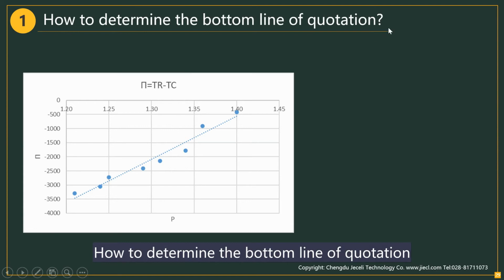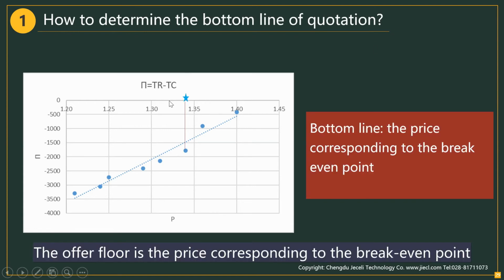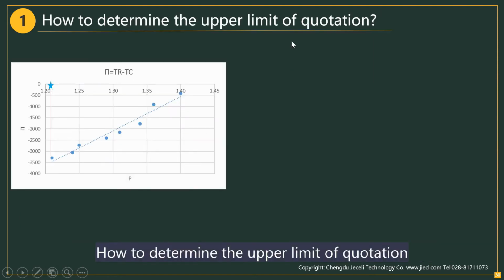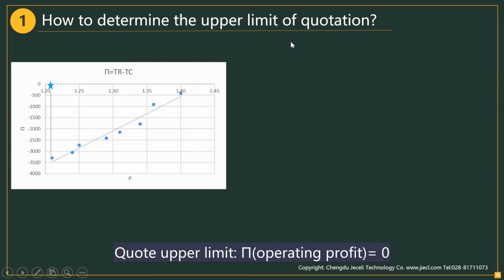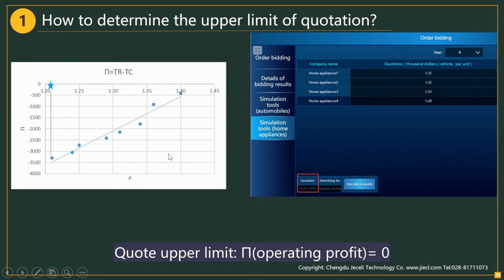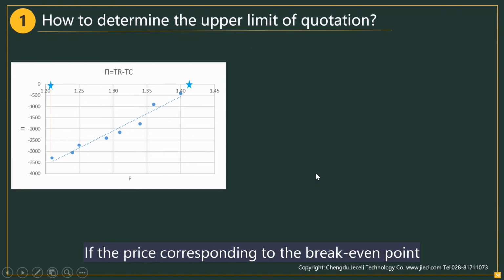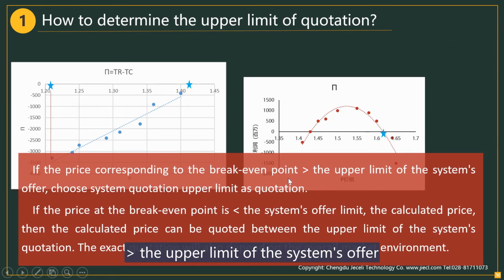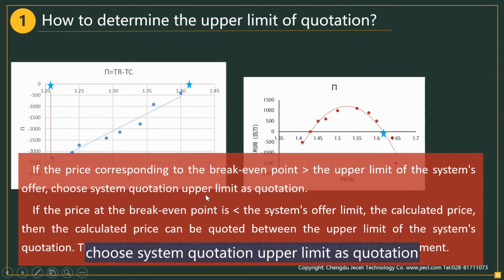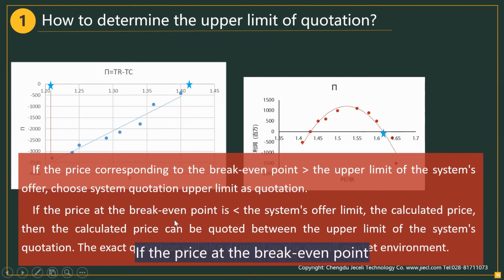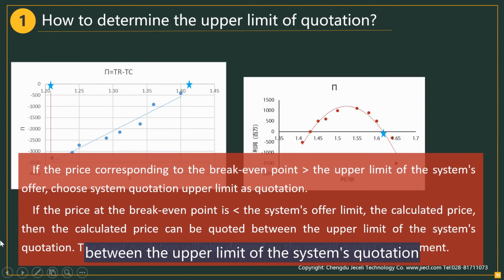How to determine the bottom line of quotation? The offer floor is the price corresponding to the break-even point. How to determine the upper limit of quotation? The quote upper limit is the price corresponding to operating profit equal to 0. If the price corresponding to the break-even point is more than the upper limit of the system's offer, choose the system quotation upper limit as the quotation. If the price at the break-even point is less than the system's offer limit, then the calculated price can be quoted up to the upper limit of the system's quotation.